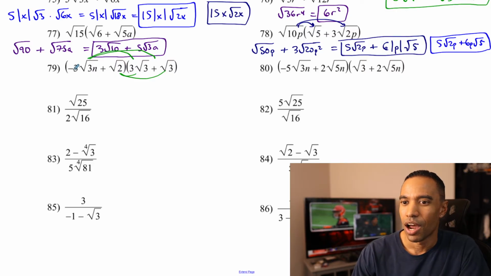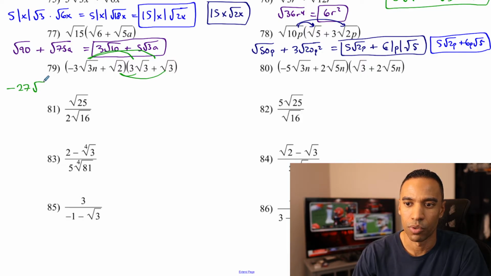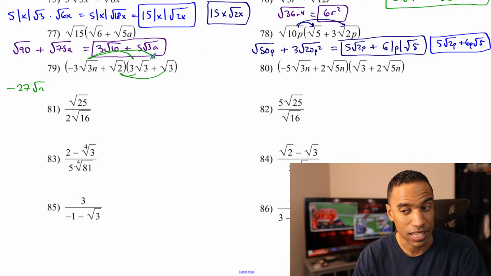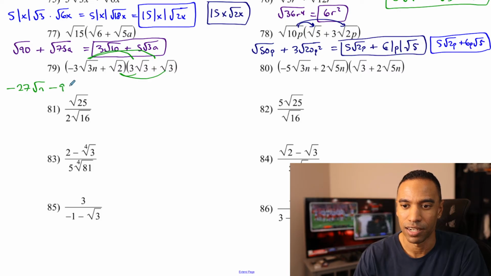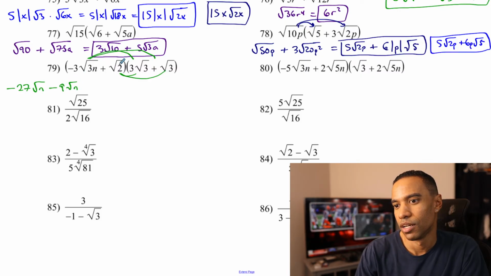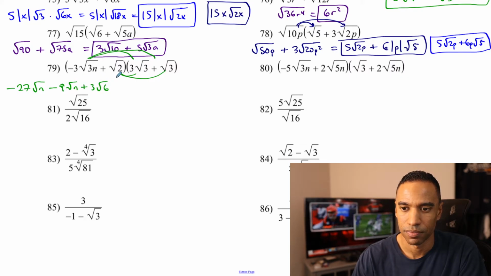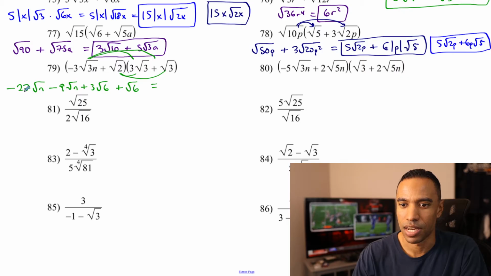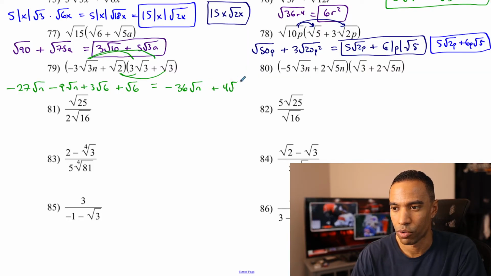So there's that. All right, negative 3 times 3 is negative 9. Root 3 times root 3 is 3. Negative 9 times 3 is negative 27. That's our first term, negative 27 root n. The n never escaped the radical. Everything else did. Negative 3 times root 3n, that's negative 3 times 3, which is negative 9 root n. Root 2 times root 3 is root 6, so that's plus 3 root 6. Root 2 times root 3 is plus root 6. And that becomes negative 27 root n minus 9 root n is negative 36 root n. Plus 3 root 6 plus root 6 is 4 root 6.